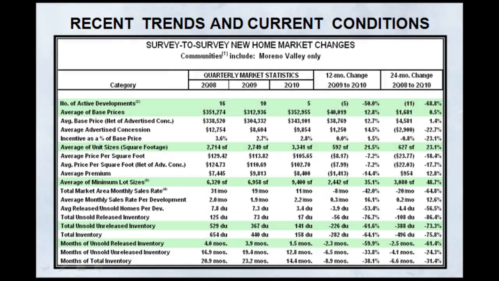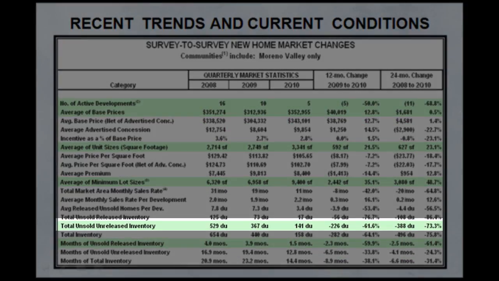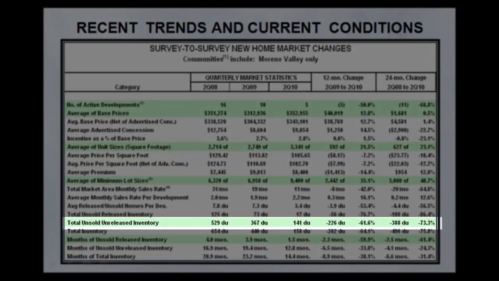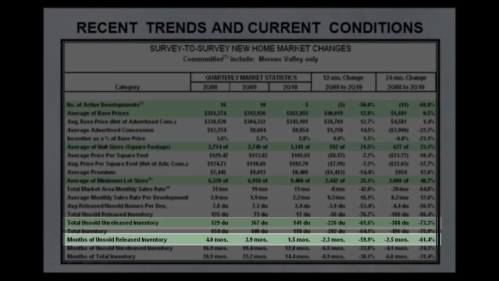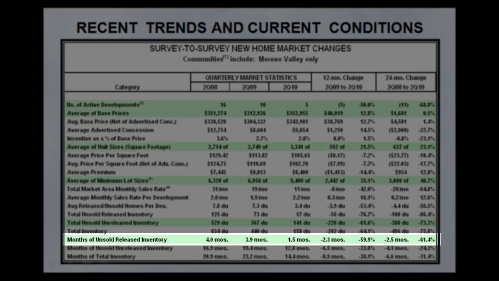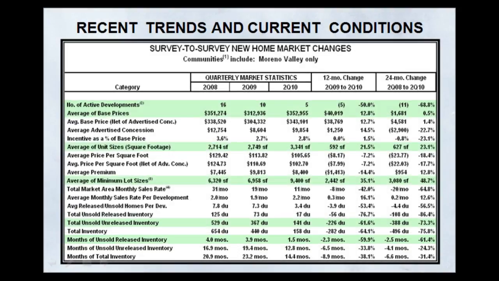Let's come down to inventory towards the bottom. Total unsold, unreleased inventory, 141 units. Now remember, this is a market that shows more than 2,000 sales on a 4-month basis, 500 sales a month. So if we're looking at the current inventory of 141 units, it's very, very small, and the 1.5 months of unsold, released inventory can't possibly provide the required market coverage.